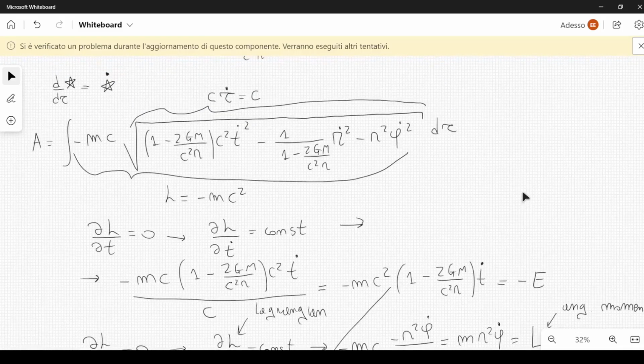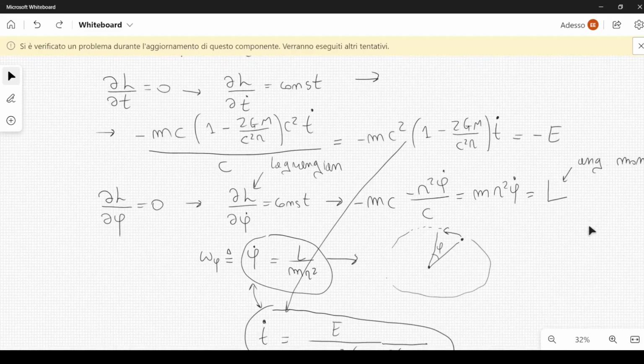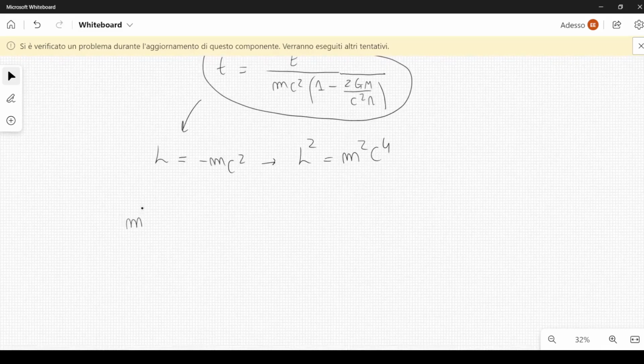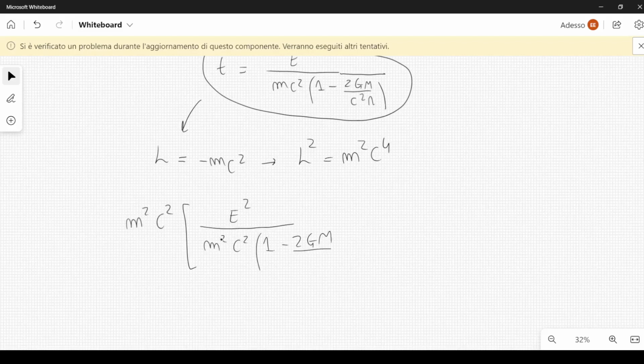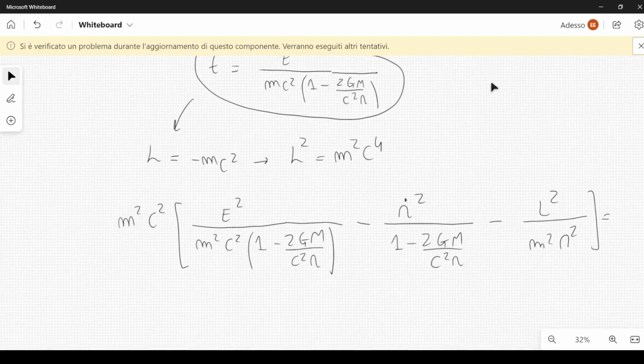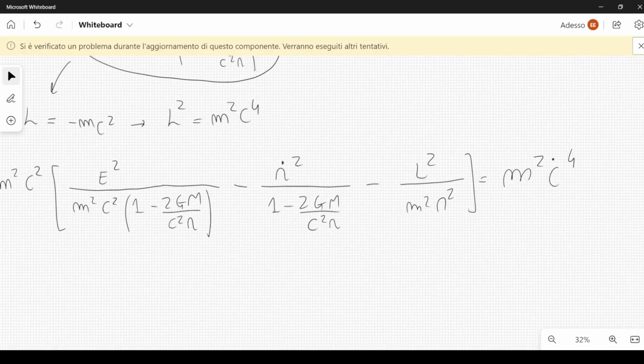Remember the expression for the Lagrangian, so we can write the Lagrangian also like this. And we can substitute t dot and phi dot by using the two expressions that we wrote here. This is what I'm going to do. And if you do that, we have m squared c squared, then you get E squared divided by m squared c squared (1 minus 2GM/c squared r), where capital M is the mass of the central body, so please do not confuse capital M and lowercase m. Then you get minus r dot squared divided by (1 minus 2GM over c squared r), minus L squared divided by m squared r squared, and this is equal to m squared c to the fourth.